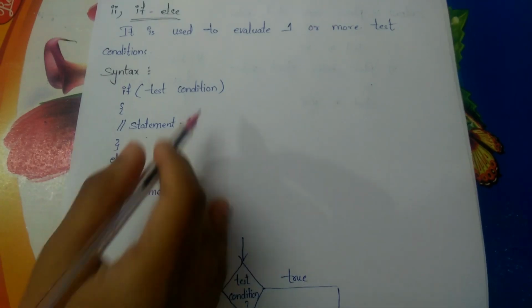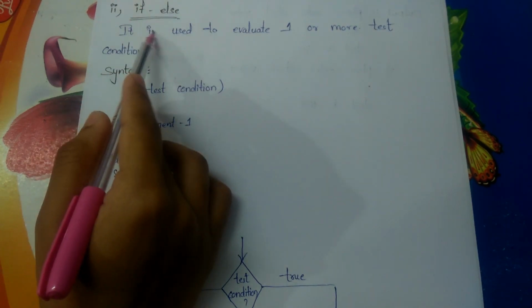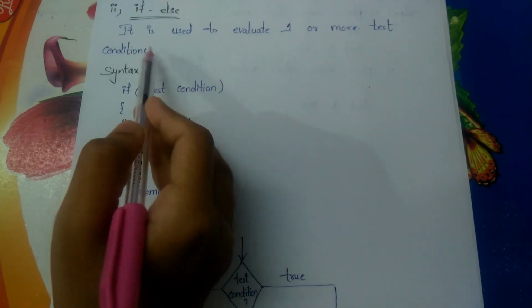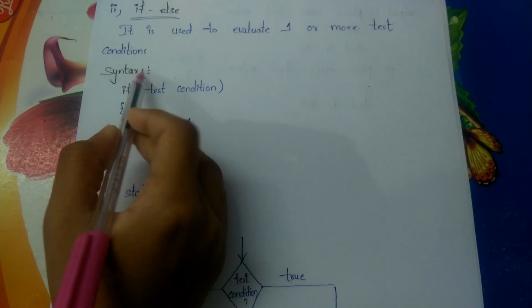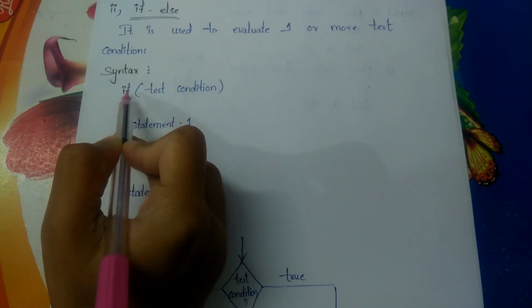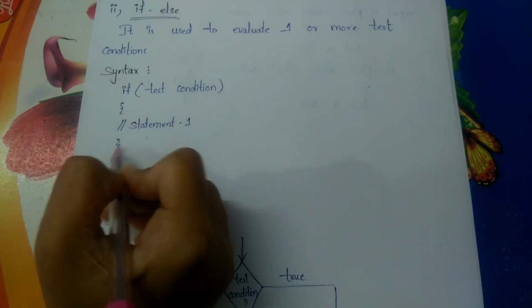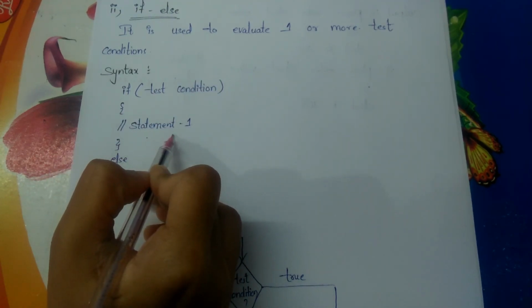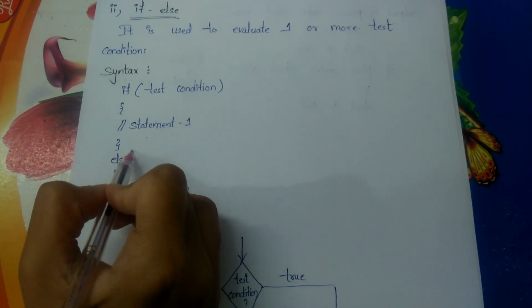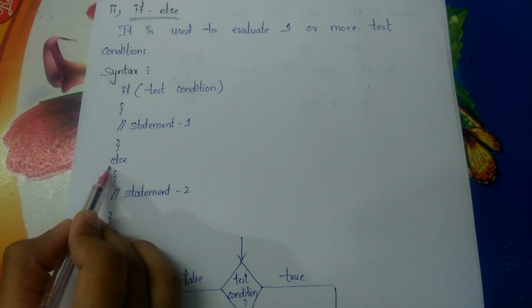So the next type in the if statement we have is the if else. This if else is used to evaluate one or more test conditions. The syntax for this is: first we use the if keyword, and in this we write the test condition, and in this block we write some statements. Then after this we will use the else. So else is also a keyword in C.